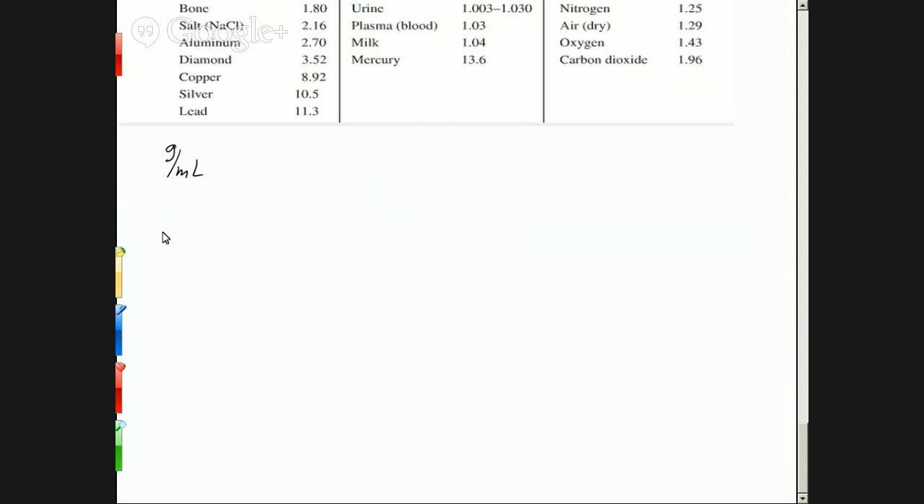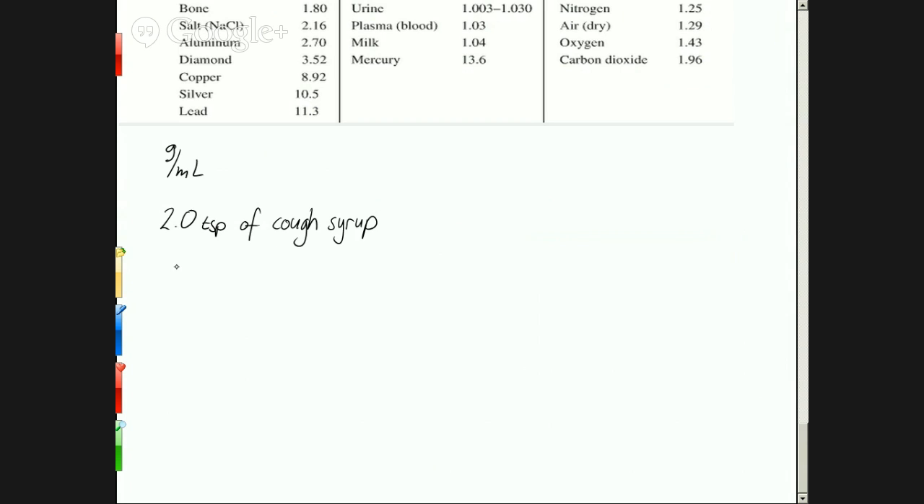So, example, let's take 2 teaspoons of cough syrup. Doesn't say what kind of cough syrup. Anybody ever taken cough syrup before? Coughing syrup. Take a bunch of it, you can hallucinate.